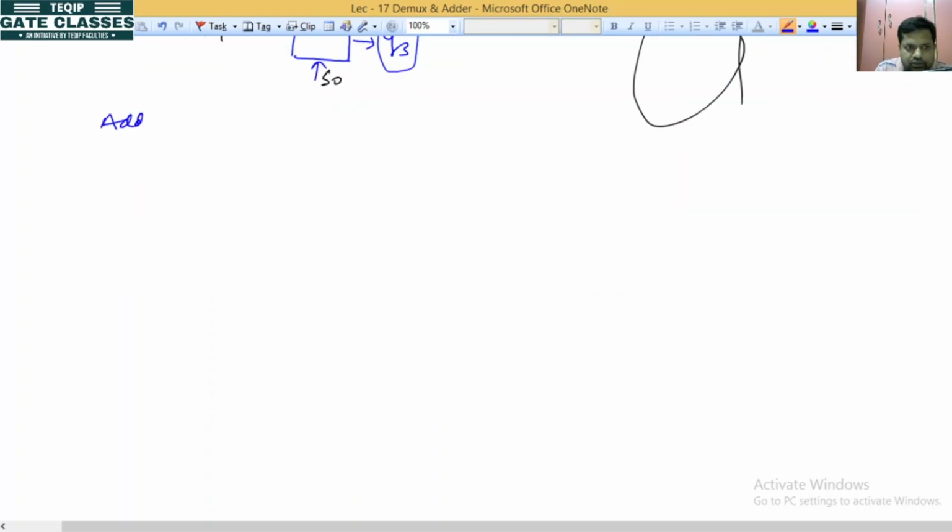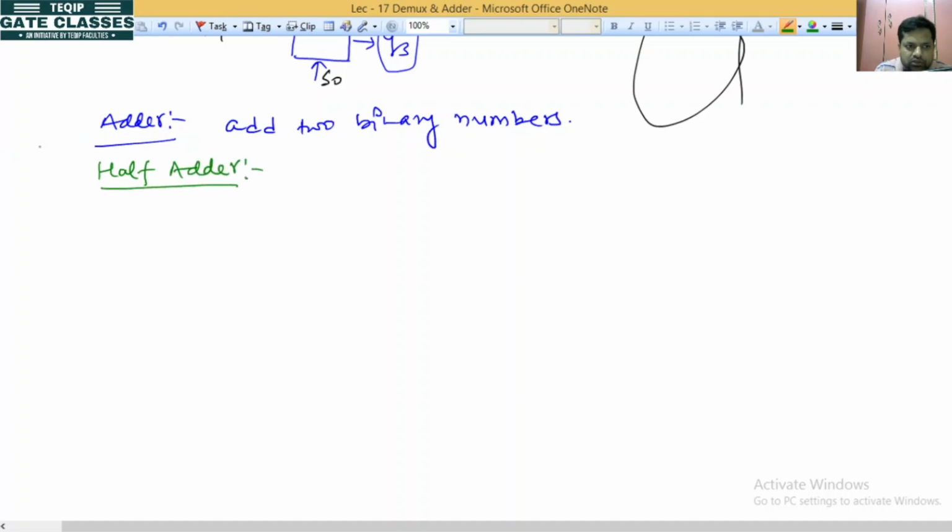नेक्स्ट कॉन्सेप्ट इज एडर। नाम से ही क्लियर है, ये क्या करता होगा, इट विल ऐड टू बाइनरी नंबर्स। तो बाइनरी नंबर्स को ये एडिशन परफॉर्म करता है। नाउ द फर्स्ट वन इज हाफ एडर। तो अब एक एक करके वी विल स्टडी ऑल द एडर्स। तो द फर्स्ट वन इज half adder.